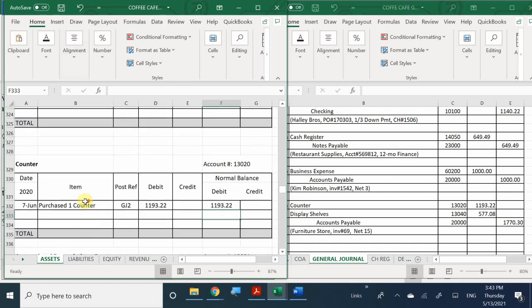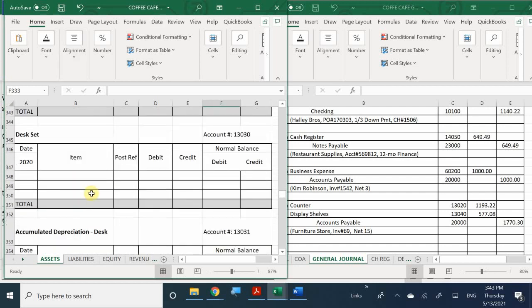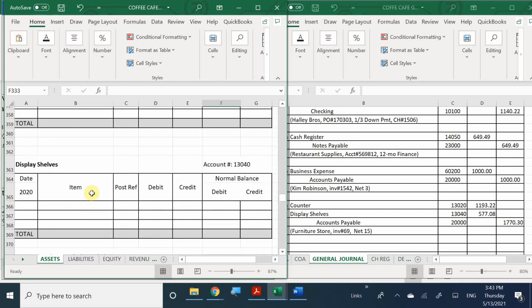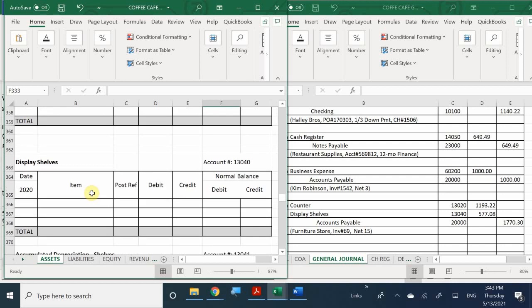If we move a couple more down, you have the desk in the middle. We'll just go ahead and skip that for now. But now we need to recognize our display shelves. So we're going to enter, it's the 7th now. We purchased 5 display shelves.